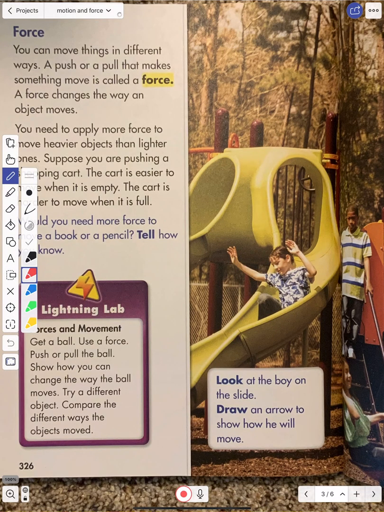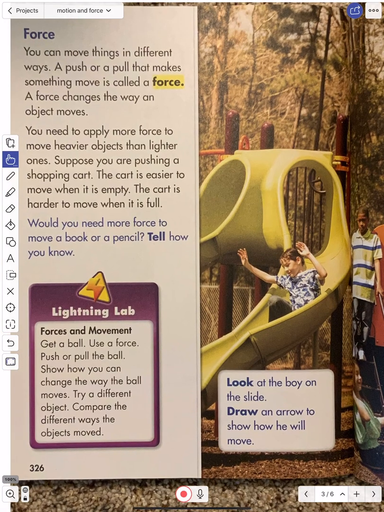Looking at this page, force. You can move things in different ways. A push or a pull that makes something move is called a force. A force changes the way an object moves. So think, if you're pushing something in one direction, you want it to move a different way, you're going to have to use some force. Okay, if you're pushing someone on the swing, your pushing is the force behind it.